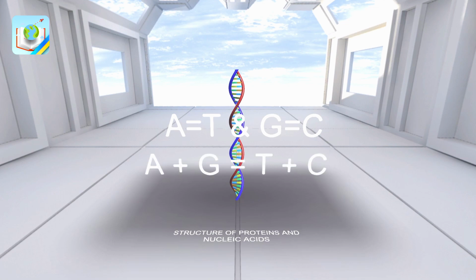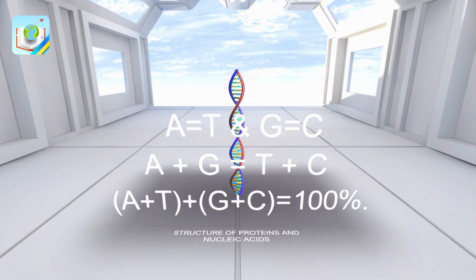Hence, A plus G equals T plus C. That is, A plus T plus G plus C is 100%. Adenine plus thymine plus guanine plus cytosine equals 100%.